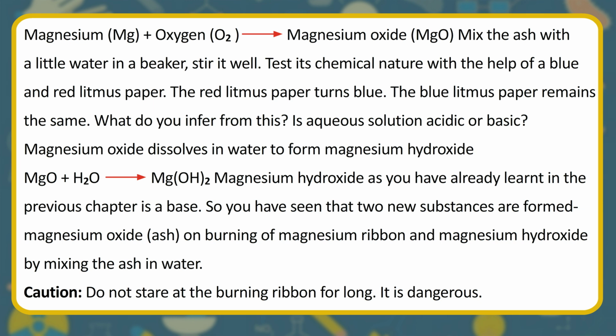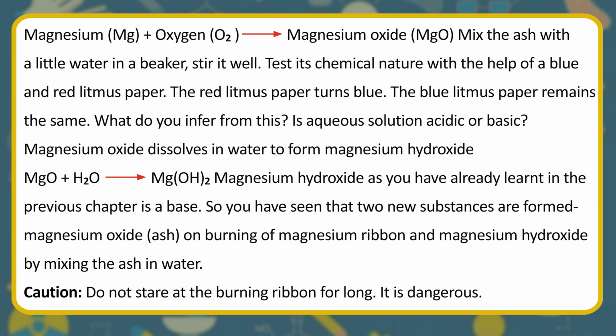What do you infer from this? Is the aqueous solution acidic or basic? Magnesium oxide dissolves in water to form magnesium hydroxide. MgO plus H2O gives Mg(OH)2. Magnesium hydroxide, as you have already learned in the previous chapter, is a base. So you have seen that two new substances are formed: magnesium oxide, ash, on burning of magnesium ribbon, and magnesium hydroxide by mixing the ash in water.